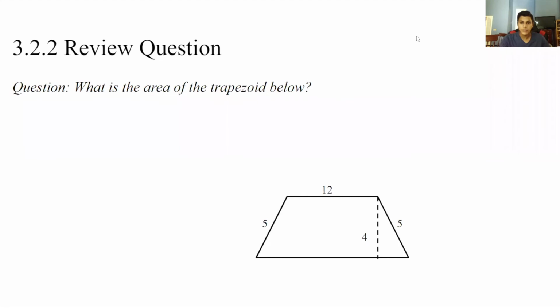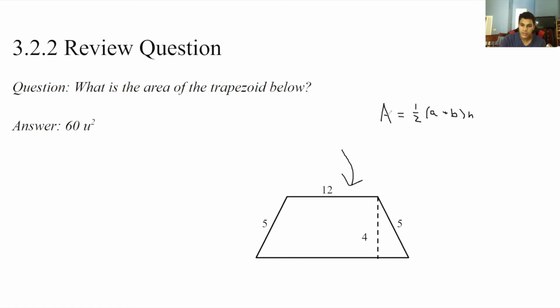So the correct answer to this question was 60 units squared. So here it says, what is the area of the trapezoid below? With this being the trapezoid below. So here's my trapezoid. So the first thing I'm going to do is write out the formula to find the area of a trapezoid, which is A equals 1/2 times A plus B, where A is my top base and B is my bottom base, times H, where H is my height. So 1/2 times top base plus bottom base times height.